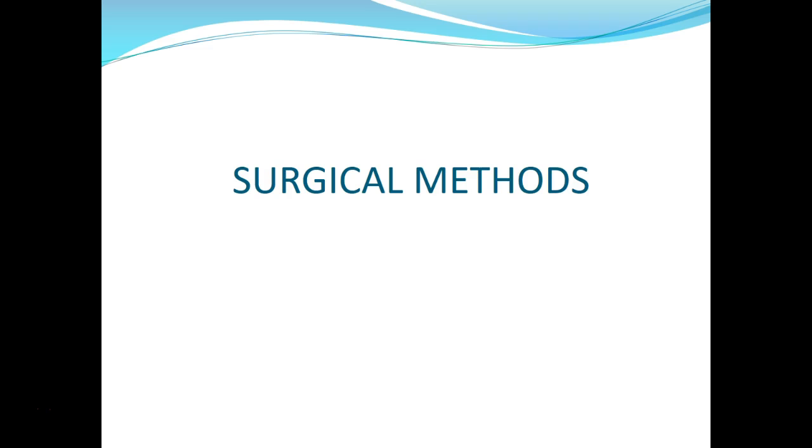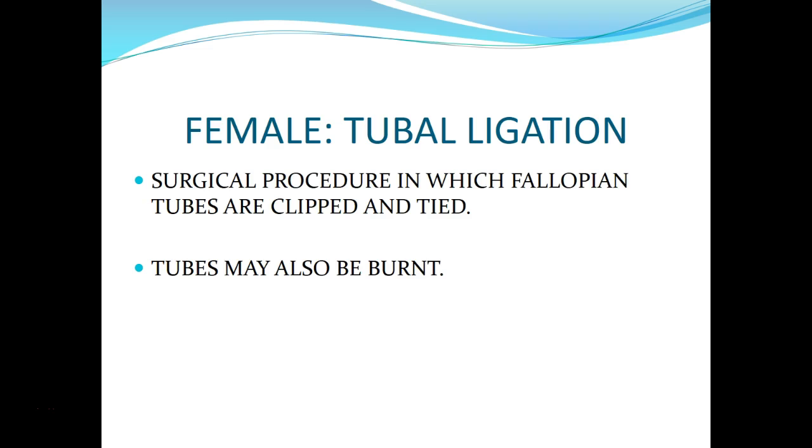Moving on to surgical methods. So how do we prevent pregnancy by surgical methods? Well, what everybody thinks of is tubal ligation. And this is a surgical procedure that a woman can get in which her fallopian tubes are clipped and tied. And also some physicians decide to burn them, and some people burn them, clip them, and tie them.